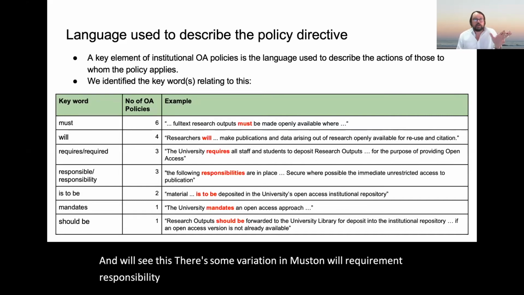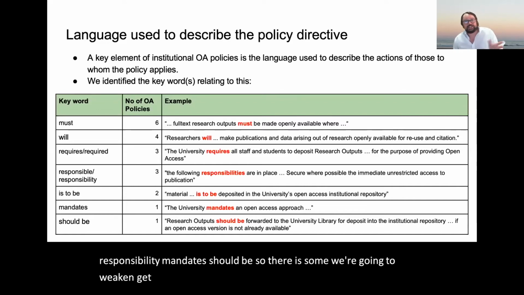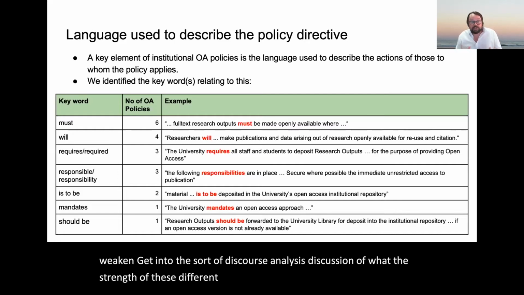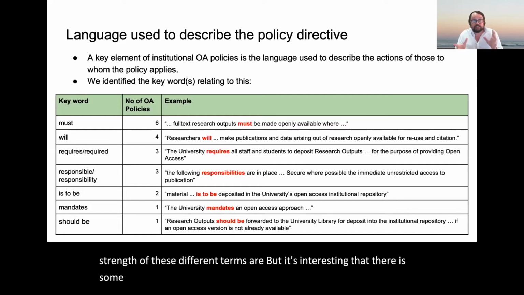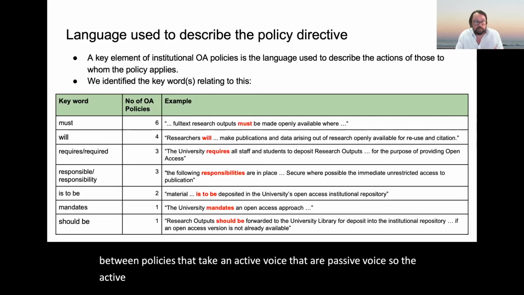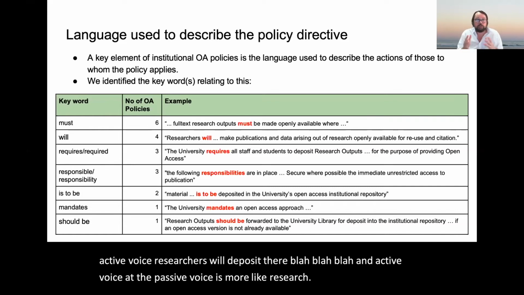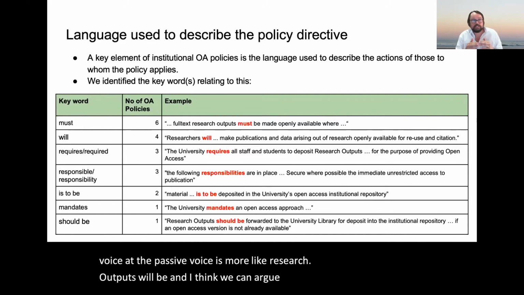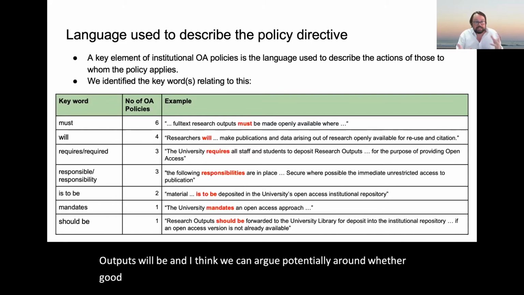There is some discourse analysis discussion we can get into about the strength of these different terms. But it's interesting that there is some variation. And the other interesting point here is the difference between policies that take an active voice and a passive voice. So the active voice: researchers will deposit their, and so on. The passive voice is more like research outputs will be. And I think we can argue potentially around whether good policy language is more active or passive.